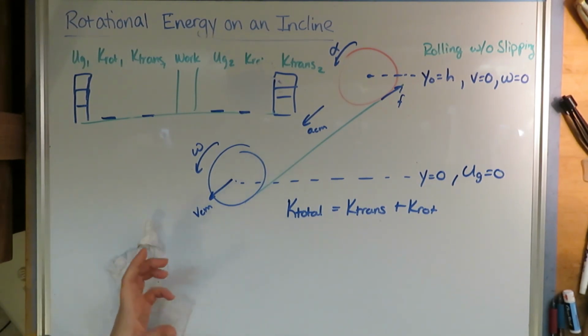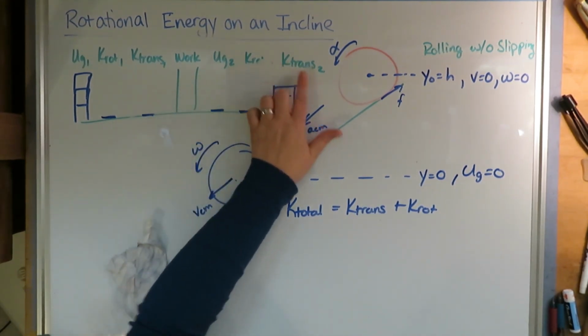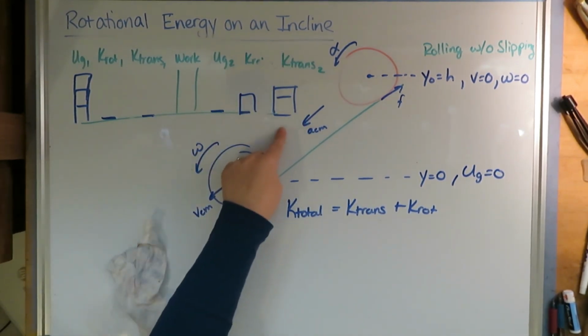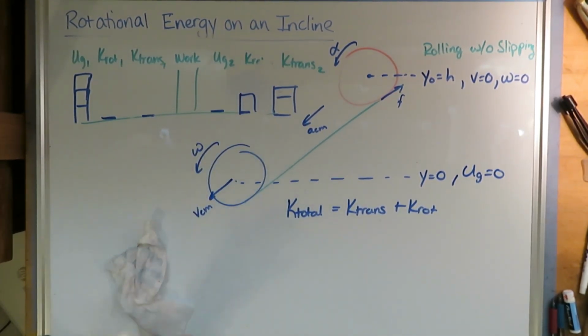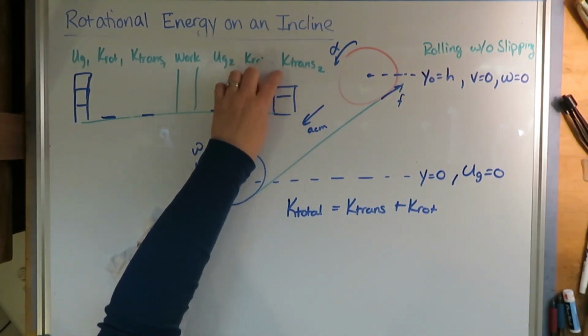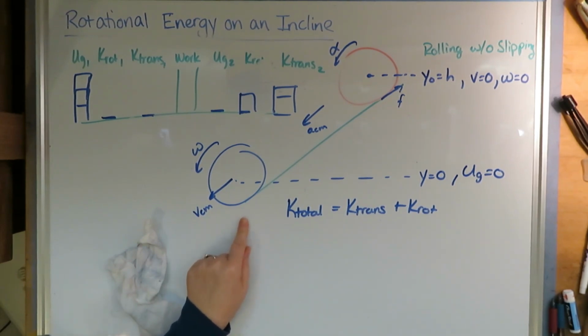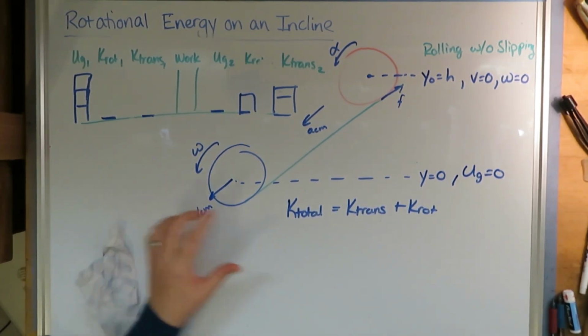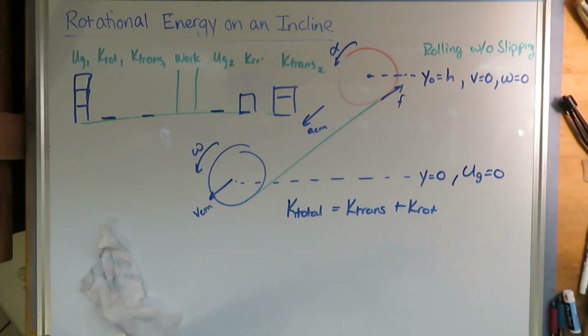So if I'm rolling, basically what I'm doing is stealing some of the kinetic energy I would have had as translational energy and converting it into rotational kinetic energy. That means I'm going to have a smaller amount of translational kinetic energy at the bottom, which means the linear speed is going to be smaller than if it was sliding down a frictionless ramp. So an object sliding down a frictionless ramp is always going to have a larger speed than any object rolling down the same ramp.